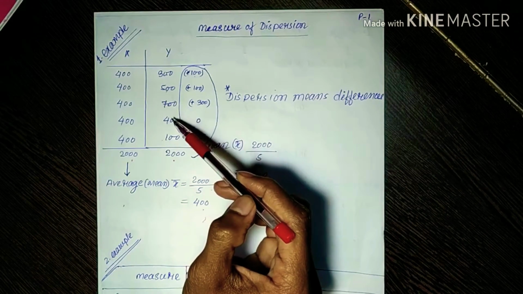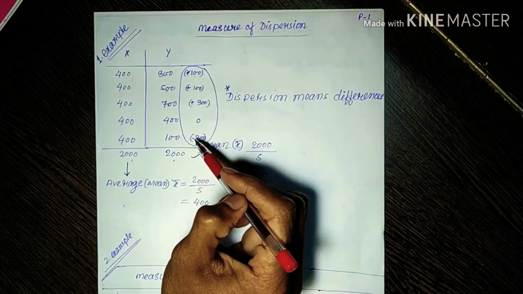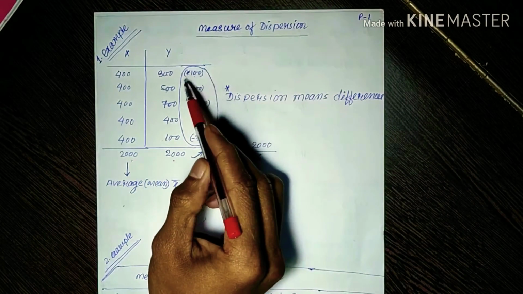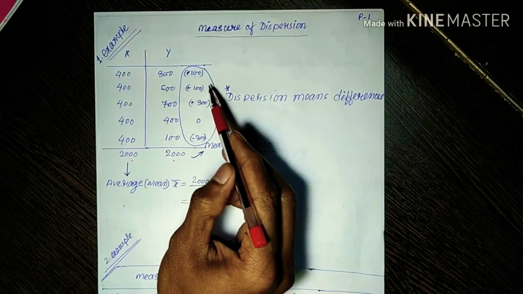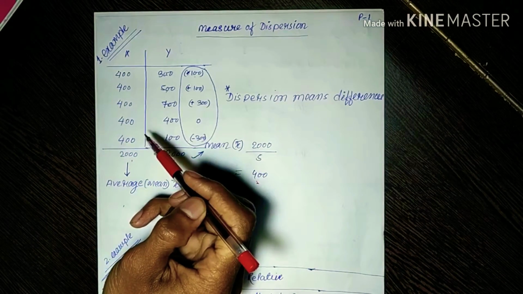Now I am concluding that dispersion means these differences. Right? These differences are called dispersion, and we will find these differences in various ways, for example absolute, relative, etc.